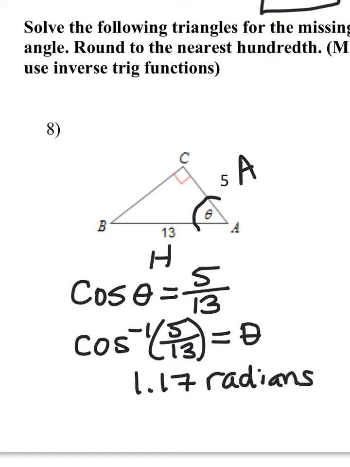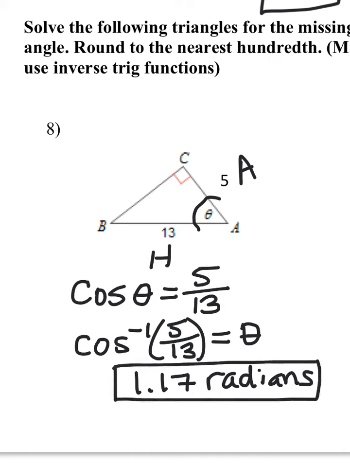That is not degrees. If you want to convert it to degrees, then you need to do a degree conversion, which, if you remember from before Christmas, is 180 over pi. So you would have to multiply the 1.17 times 180 over pi. Since I'm not requiring you to do that, all you have to do is put the word radians after your answer and put a box around it, and you're done. Next question.